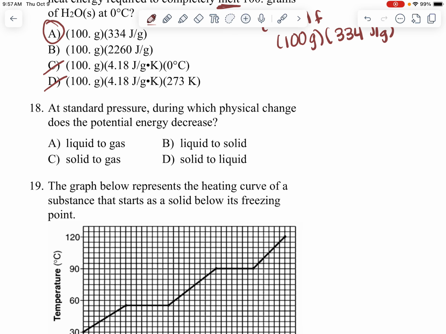Okay, for 18, remember, gas is high energy. The particles are moving around really fast. They're going crazy, very high energy. Gas goes down to a liquid, down to a solid. Energy decreases this way. So my only option is liquid to solid. All the other ones are all the opposite direction.